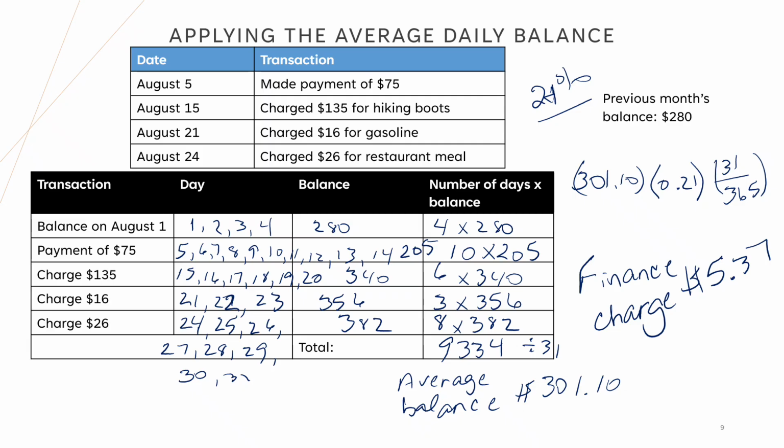So remember, for the average daily balance method, you are going to average the balance and use that averaged balance to calculate the finance charge. Don't forget to change that time to a daily rate. The only reason we use 31 here is because August has 31 days. If you're using April, for example, you would use 30 days. So just make sure that you are using the correct number of days in that numerator slot for the month that you are working with.